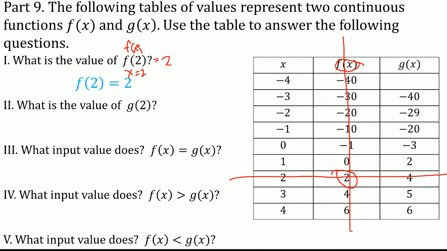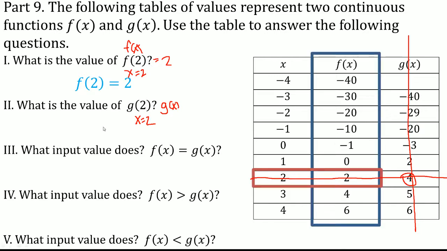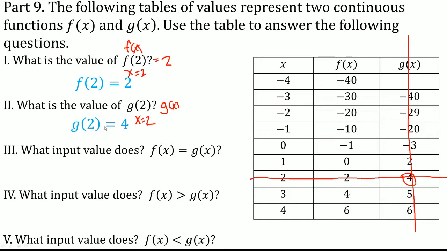Good. Next, here we are looking for g of x. We're going down this row, and we are looking for when x equals 2. So 2 is right there. Cross. Oh, looks like it's at 4. Yep, 4 is right there. Good.